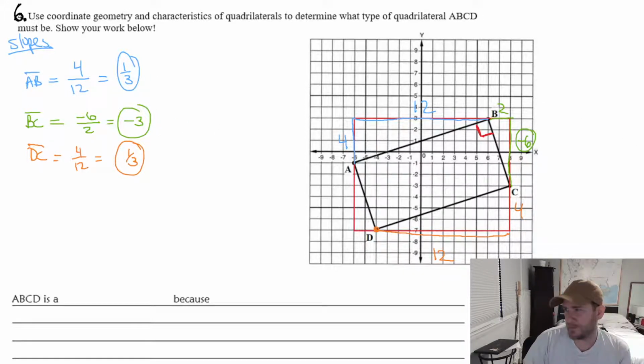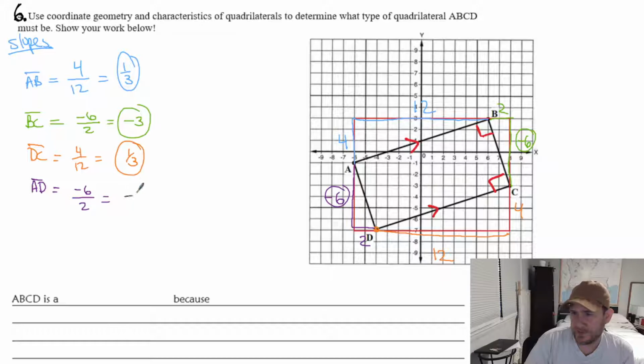So two things just happened. We just proved that the two sides with slopes of a third are definitely parallel to each other. But we also just proved that this 1/3 and this -3 are perpendicular, so that proves that angle C is another right angle for us. Then we got one more to go. So let's do AD. And from A to D, we can see we're rising down 6, so -6. Then we're running 2.